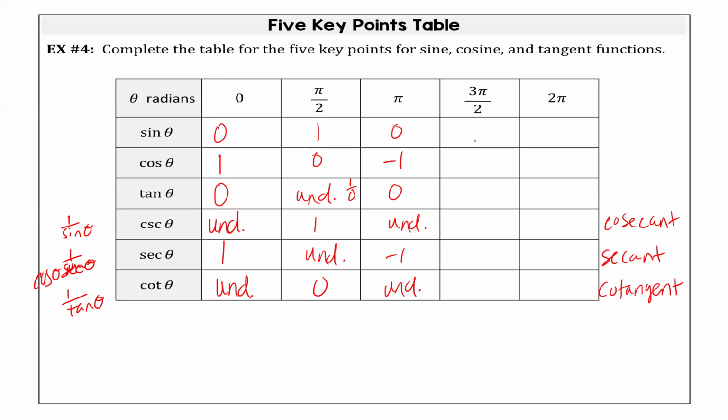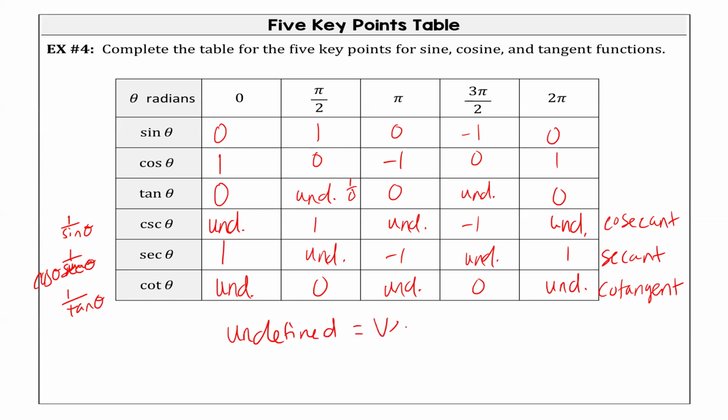All right, 3 pi over 2, where am I at? -1 and 0, so we're at undefined, then 0, and this is going to mimic. Okay. Everywhere there's an undefined means that there's an asymptote. Undefined equals vertical asymptote.